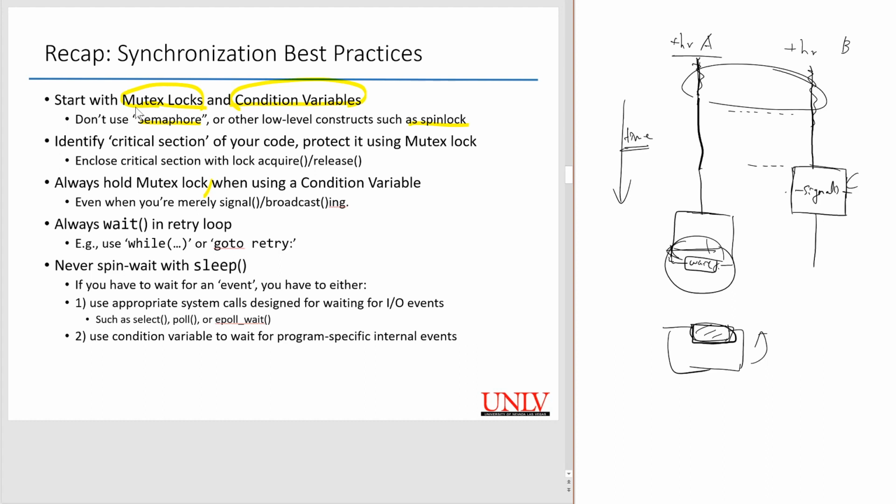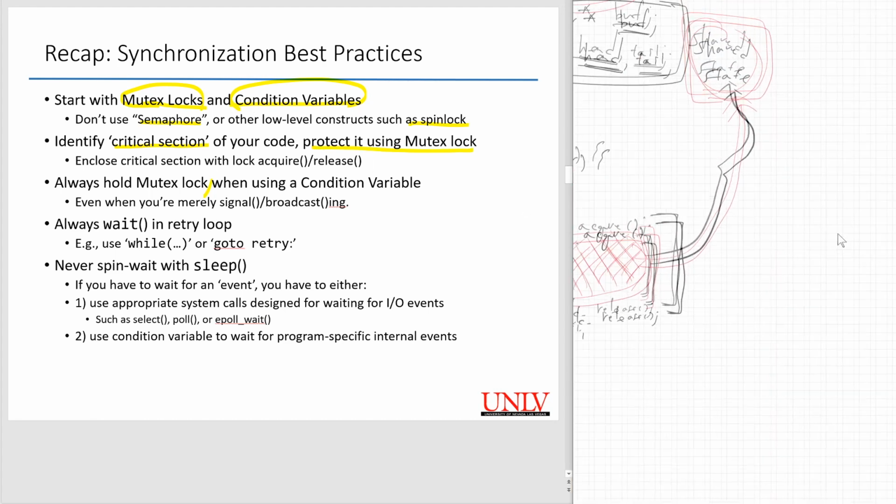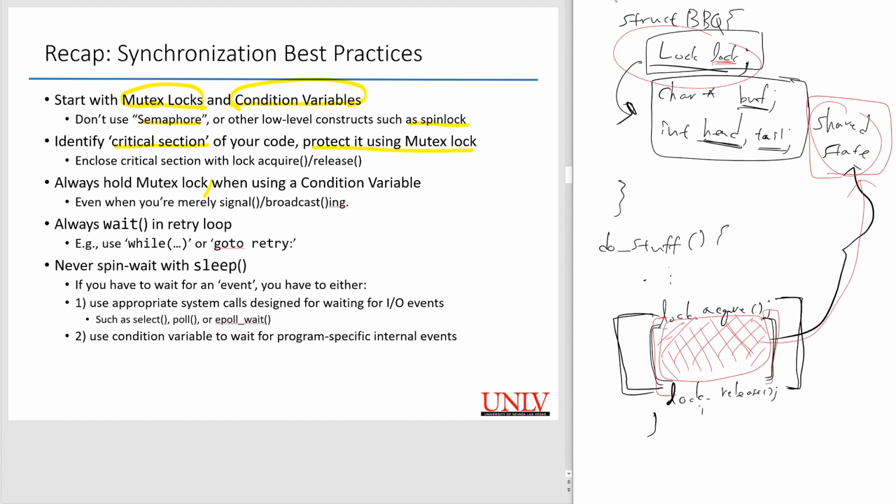All right, identify critical sections of your code and protect them using a mutex lock. Again, this means that the basic structure of synchronization code looks like this. Lock is there to protect this shared state, but lock can only protect a piece of code. So make sure you put the code that accesses the shared state inside this critical section. All right, always hold the mutex lock when using a condition variable. Not just wait, but also signal and broadcast.